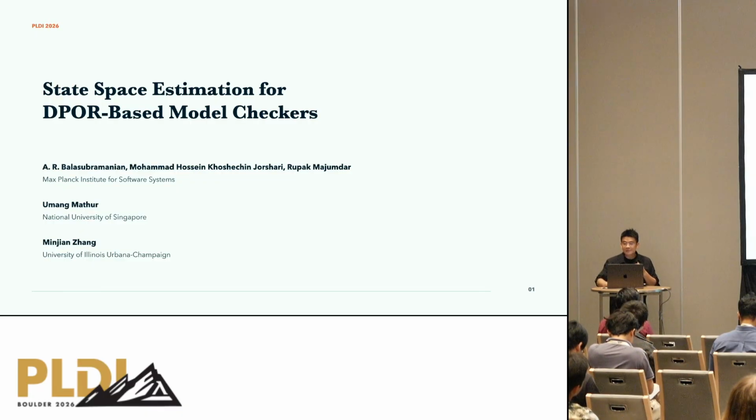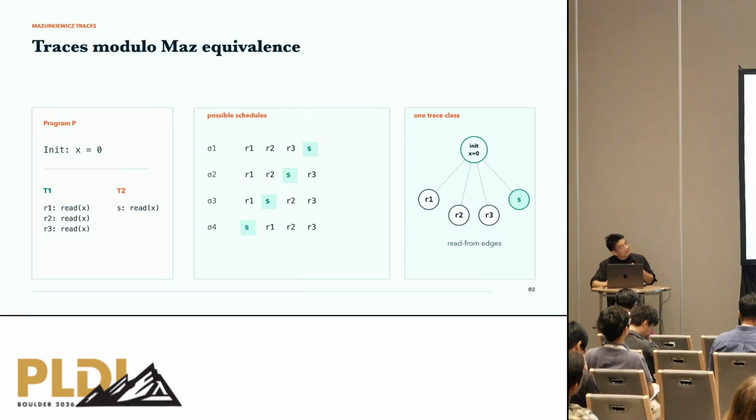I will be giving this talk on counting traces. This is a joint work with Mohammad, Bala, and Rupak from MPI, Umang Mathur from National University of Singapore, and myself from UIUC. Okay, so let's start with this very simple concurrent program, which has 2 threads and 1 shared variable. The first thread just reads 3 times from variable x, and the second thread performs 1 read.